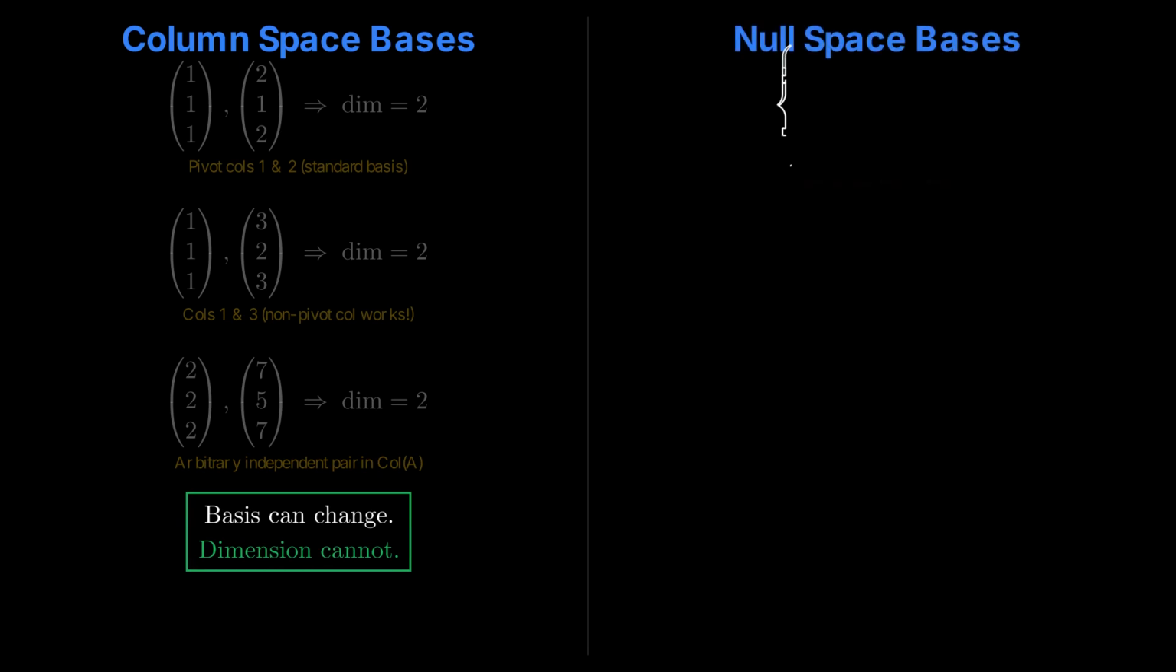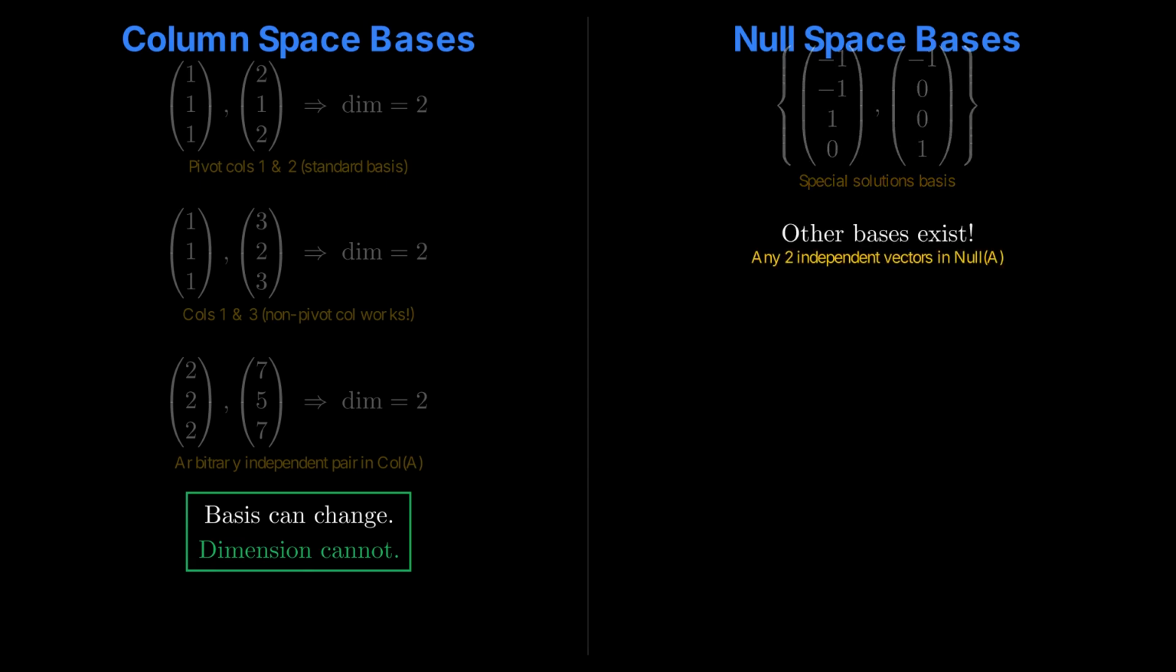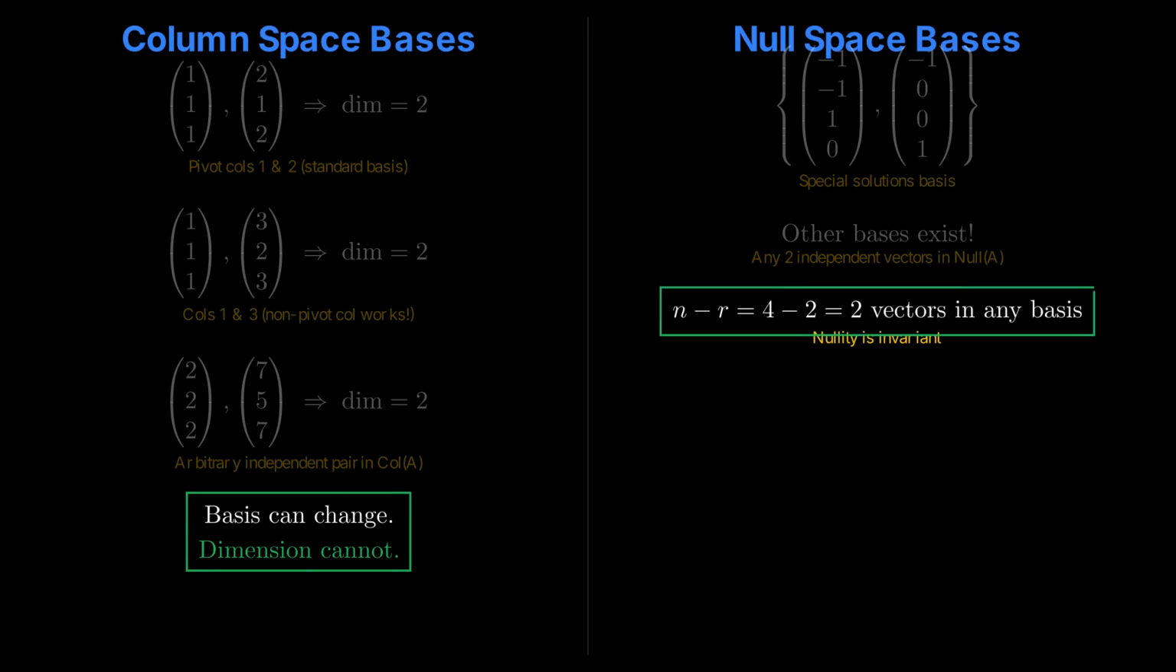The same idea holds for the null space. Other bases exist beyond the special solutions, but every basis has exactly n minus r vectors. The dimension is the invariant, not the particular choice of basis vectors. The basis can change, but the dimension cannot.